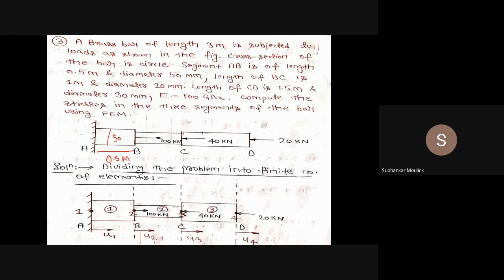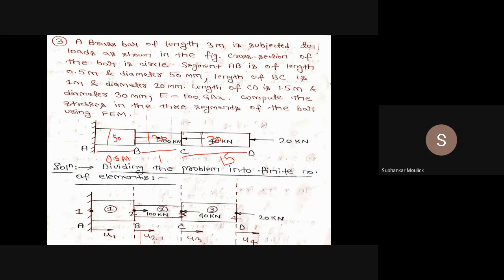Okay, next, the length BC is 1 meter. That means this particular length BC is 1 meter, and diameter is 20 mm. This particular diameter is 20 mm. Length of CD is 1.5 meter. That means this length CD is 1.5 meter. And the diameter is how much? This diameter is 30 mm.